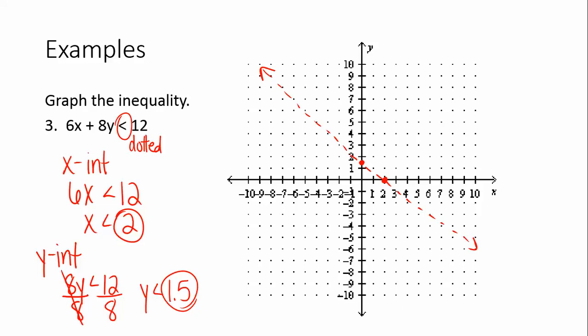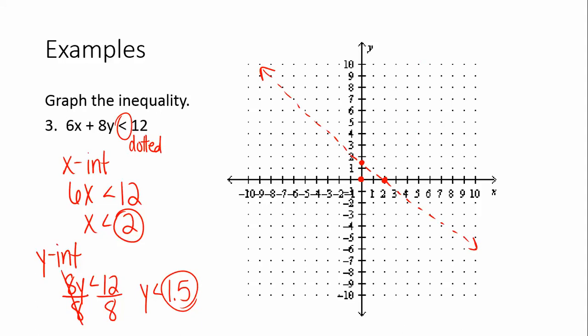And now we want to determine where we're going to shade. Well, I'm going to pick 0, 0 again. It's obvious that the line does not go through 0, 0. So that's the ordered pair I'm picking. If it solves the inequality and is true, then I'll shade down there. But if it's false, I need to shade opposite. So above, or on this top side here.